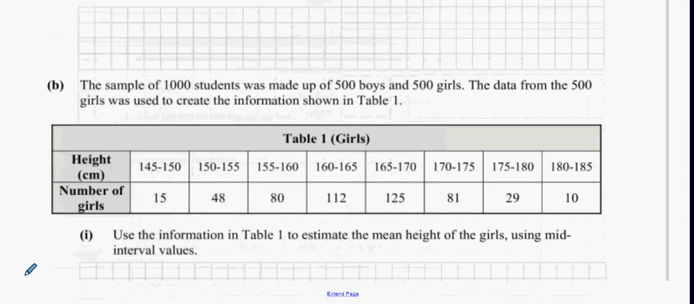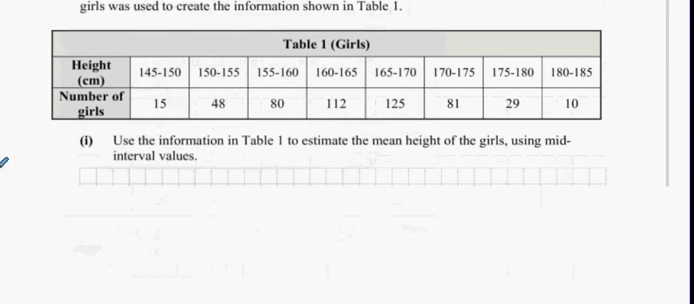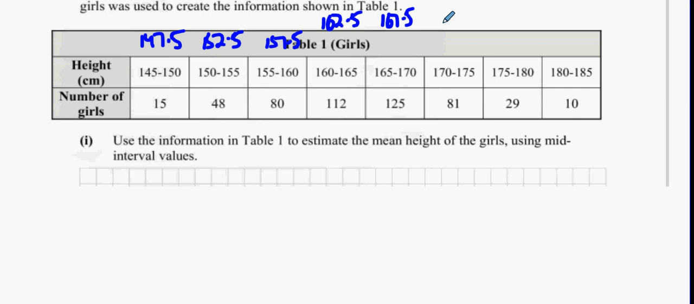All right. Now, a sample of 1,000 students was made up of 500 boys and 500 girls. The data from 500 girls was used to create the information shown on this table. Use the information table to estimate the mean height of the girls using mid-interval values. No bother. All right, what's the middle of the interval, lads? 147.5, 152.5, 157.5. Next one. 167.5. Next one. And the last one. Oh, sorry, second last one.